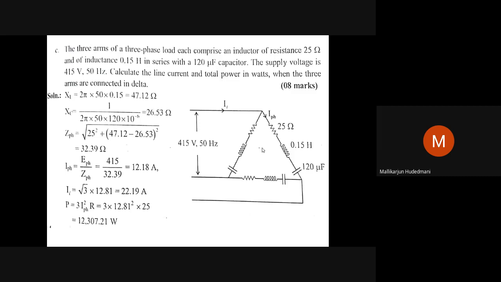Then R is given as 25 ohms. You can draw it. L is given as 0.15 Henry. Then you have to convert it to XL. XL is 2 pi FL.